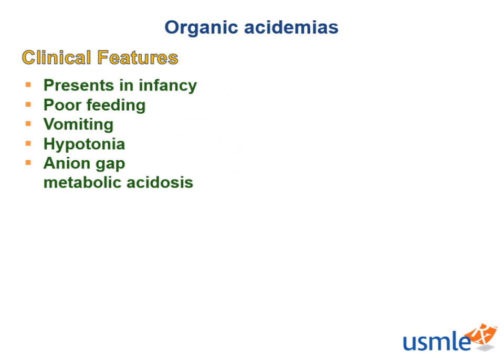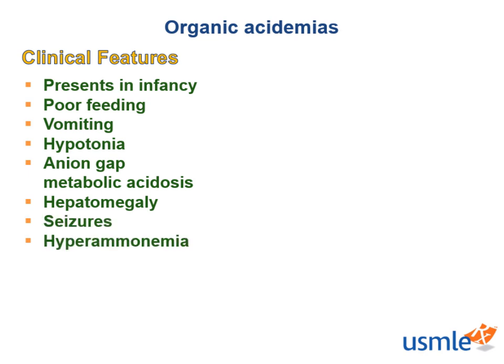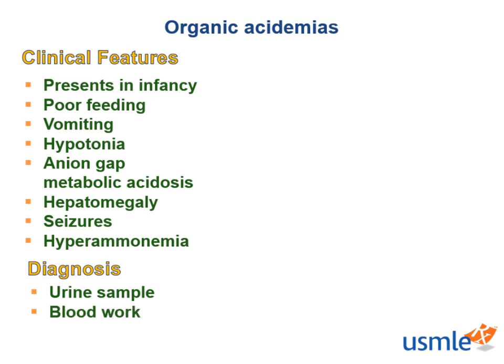You can also see hepatomegaly, seizures, and hyperammonemia, which is caused by inhibition of the urea cycle, though the exact pathophysiology is not well understood. This is usually diagnosed during the first week of life and is generally made via a urine sample, which reveals abnormal levels of organic acids. Blood work can also reveal hypoglycemia, metabolic acidemia, and hyperammonemia, as we just mentioned above. Diagnosis in the first 24 to 48 hours is vital and can prevent chronic sequelae from occurring.